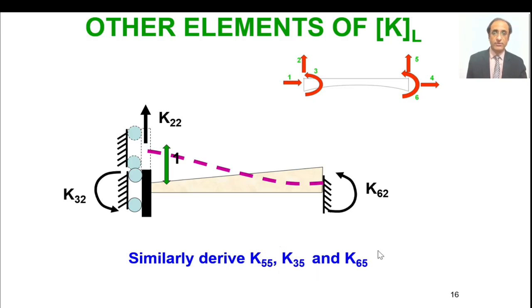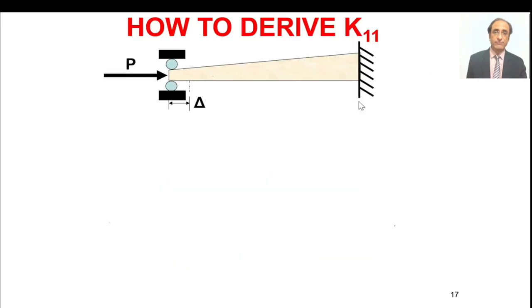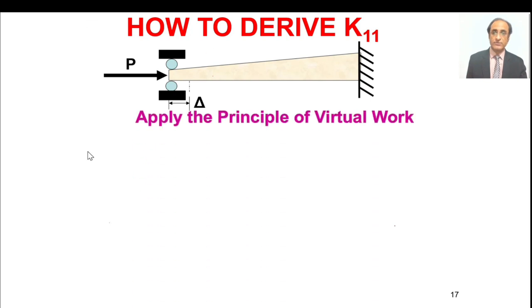So once we have all these coefficients, the next step is how to obtain K11 and K41. What are these coefficients? They correspond to the axial deformation. For that purpose, we consider this system. Here, on top of this, we apply the principle of virtual work. We apply a unit force in the same direction.